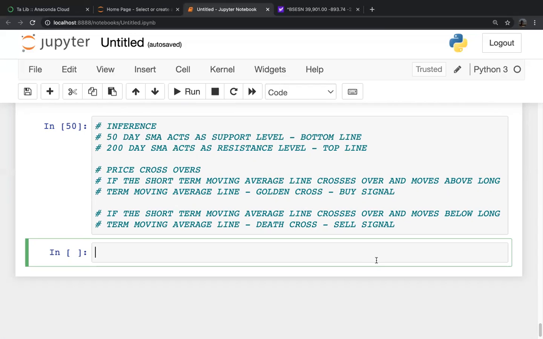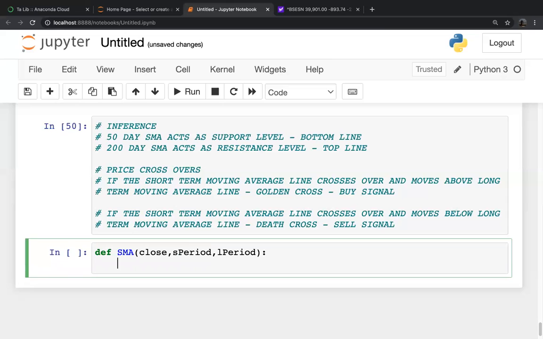Now, I'm just going to show you a small thing which will help you understand how machines are trained. Don't worry about the syntax and code. It is a very simplistic form of creating a buy signal and a sell signal. Define SMA, open bracket. We need close price, comma, short-term period, comma, long-term period, colon. We are creating a function called SMA, where we use the long-term and short-term periods to do the analysis.